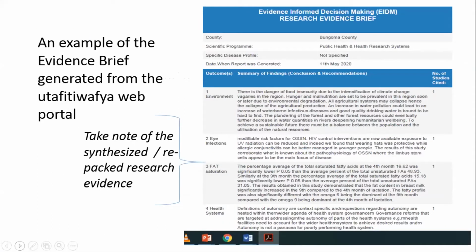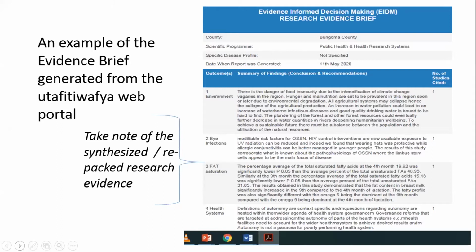This is an example of an evidence brief generated from the Utafiti wa Afya. Take note of the synthesized package of research evidence. Just as pharmacists are busy, even the policymakers are also busy. You cannot give them a published research paper to extract information. You need to give them synthesized information, and as we have heard, this will be able to understand and implement.